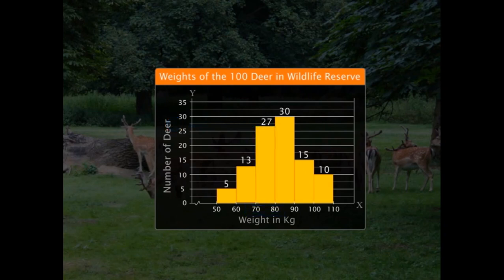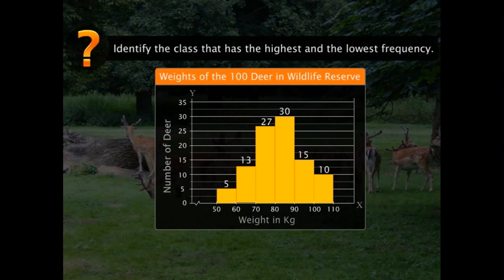Look at the histogram closely. Can you identify the class that has the highest frequency? Also, identify the class with the lowest frequency. To identify the class with the highest frequency, look for the longest bar in the histogram. Notice that the class 80 to 90 has the longest bar. Therefore, according to the study, most deer in the wildlife reserve weigh between 80 to 90 kilograms.